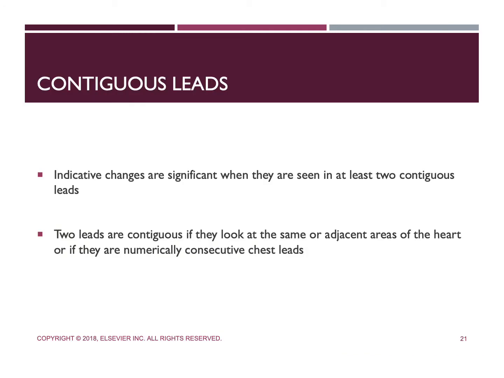So just to cover contiguous leads just a little bit more. Indicative changes are going to be significant when they are seen in at least two contiguous leads. So once again, at least two contiguous leads. And how we define two leads that are contiguous is if they look at the same, or if they look at adjacent areas of the heart, or if they are numerically consecutive chest leads. That is what we would consider two leads to be contiguous.